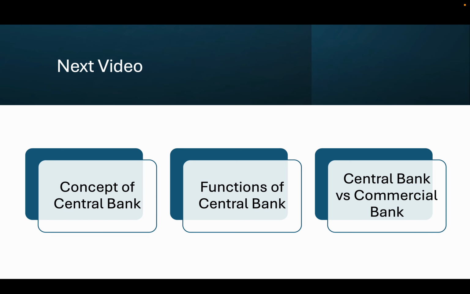So let's recap. CRR is money the bank must park with RBI. SLR is money the bank keeps in safe assets. Money multiplier is how deposits grow many times over in the money supply.